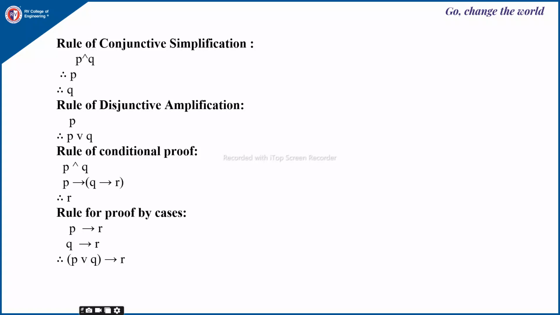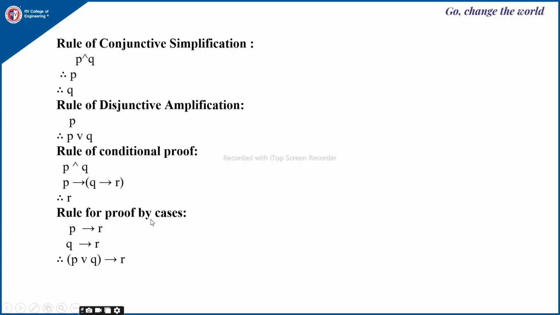Next is the rule of conditional proof. Here, if P and Q are true, and P implies (Q implies R) is true, we can say that R is also true. So this is called conditional proof. How is this? Because P and Q is true, therefore P has to be true, Q has to be true. So this is 1, this is 1. So when this is 1, this also has to be 1 according to your implication. Then this has to be 1, and we know that Q is 1, therefore R has to be 1. So we can conclude R has to be true. This we call the rule of conditional proof.